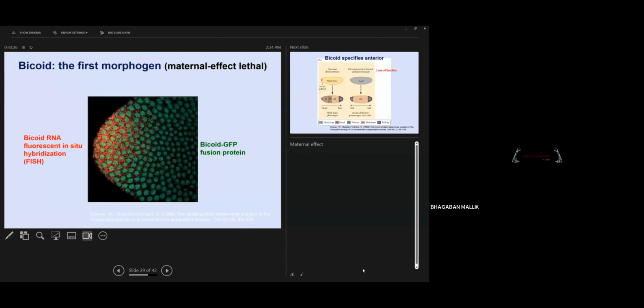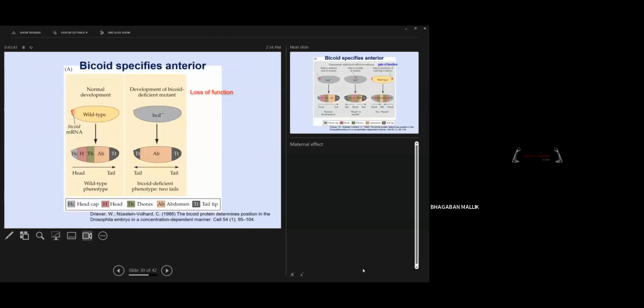So again, this is another technique: if you express a fusion protein of bicoid with GFP, you can also visualize that it is accumulated in the anterior portion during development. So bicoid specifies anterior polarity.